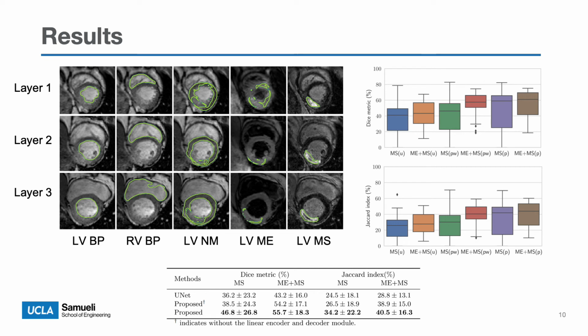The best result of our proposed method achieves a mean dice score of 46.8% for LVMS and 55.7% for LVME plus MS. Our proposed network module improves the overall performance of MS and ME plus MS, compared with our proposed method without the linear encoder and decoder using the U-Net. Our proposed linear encoder and decoder module further improves the performance, especially in the MS segmentation. The improvement is also reflected in box plots.